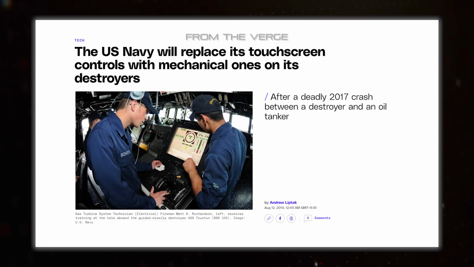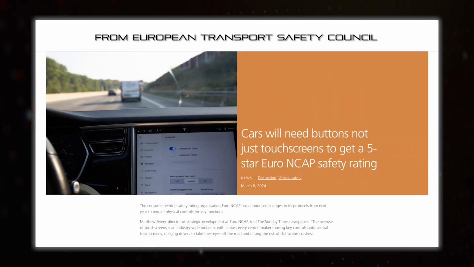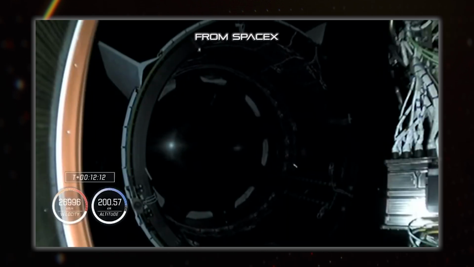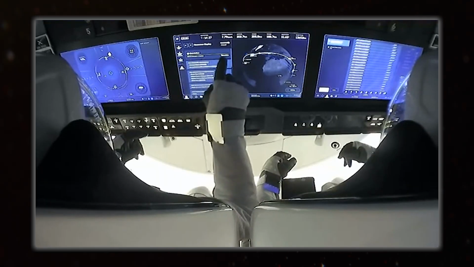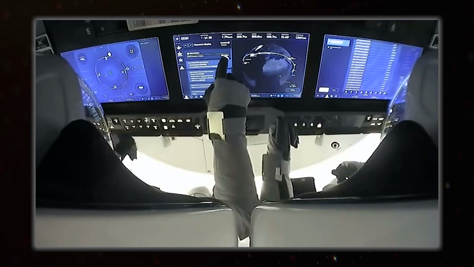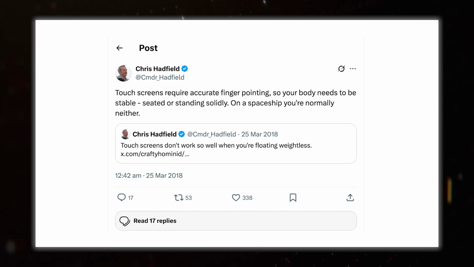So they're going back to physical controls, and hopefully the same happens with cars too, since safety ratings are being updated. There's another flaw with touch controls that's only an issue on spacecraft, which is that they don't work great when you're floating around in zero-G. And this comes directly from Chris Hadfield, and he's got some experience in the matter.